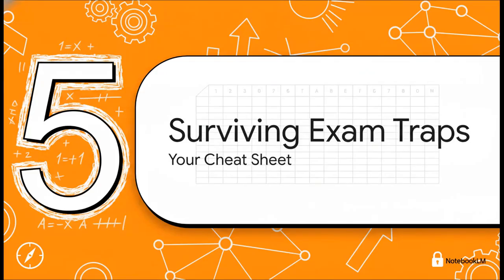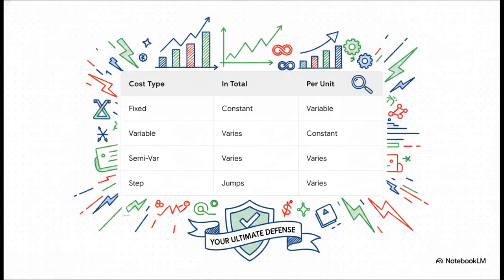All right, Section 5, Surviving the Exam Traps. We've broken down all 4 behaviors, and now it's time to lock them in. I highly recommend grabbing a screenshot of this master summary table right now. This is genuinely your ultimate defense. It neatly summarizes exactly how fixed, variable, semi-variable, and step costs act in total and per unit. Truly understanding the differences across these columns pretty much guarantees your safety against every single total versus unit phrasing trick the examiner can possibly throw at you.